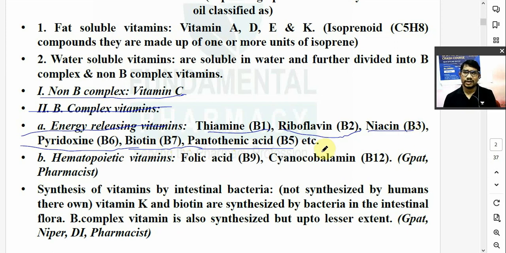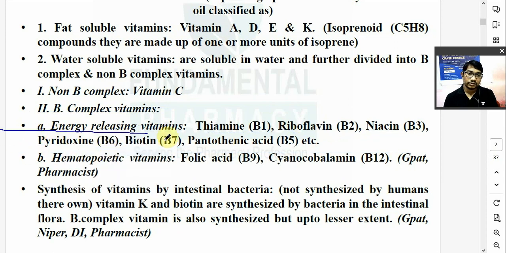So which are the energy releasing vitamins? Thiamine, riboflavin, niacin, pyridoxine, biotin and pantothenic acid. तो याद रखना है, थायमिन को क्या बोलते हैं? B1. B1 is thiamine, B2 is riboflavin, B3 is niacin, B6 is pyridoxine, B7 is biotin, B5 is pantothenic acid. So they are involved in energy production. They are the cofactors for particular enzymes in the reactions, and they are mainly involved in the production of energy in the body. Okay, these are the cofactors, the energy releasing vitamins.